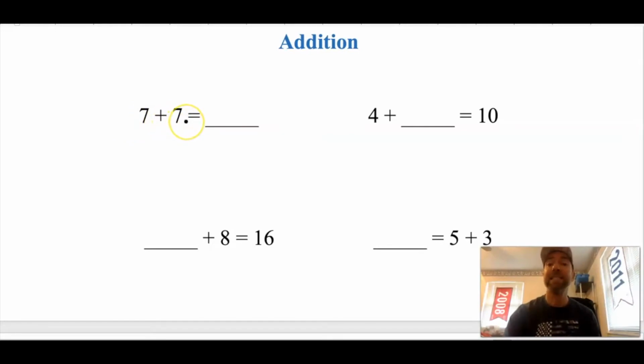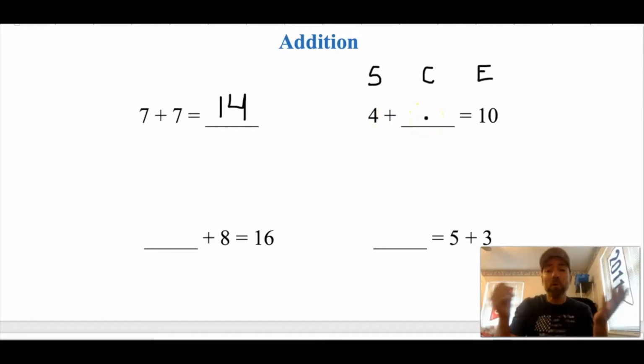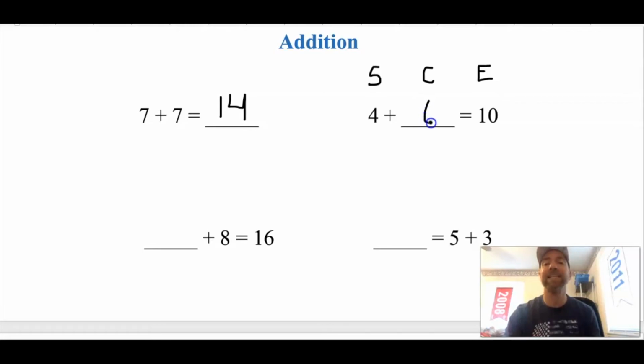7 plus 7. What do you think the answer to that is? Doubles, all my doubles club members, 7 plus 7 is 14. Then we practiced addition facts where the missing number is the change. Start, change, end. I started with 4 and then I found more and now I have 10. 4 plus what equals 10? Friends of 10 club members, 6 it is.